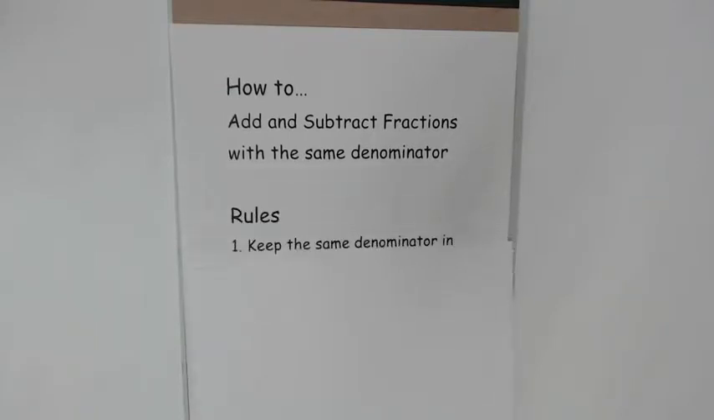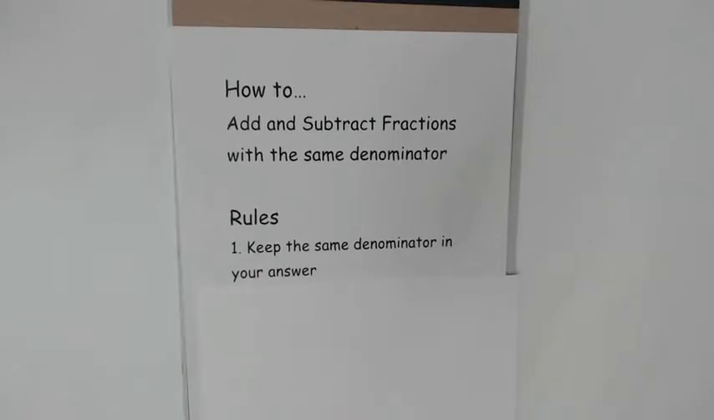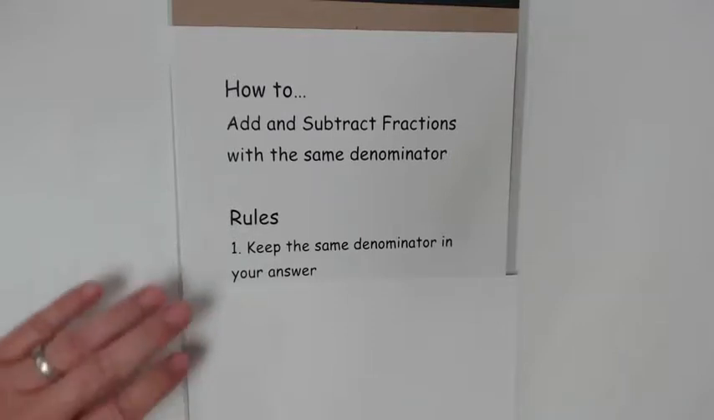Here are our rules. When you write your answer, it's going to have the exact same denominator as the two fractions in your problem. If the denominator is 5 on both of them, then 5 is going to be your denominator in your answer. You simply write a new fraction and put that common denominator there, and this new fraction is going to be your answer.